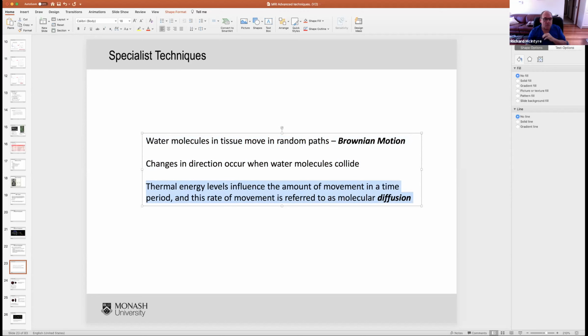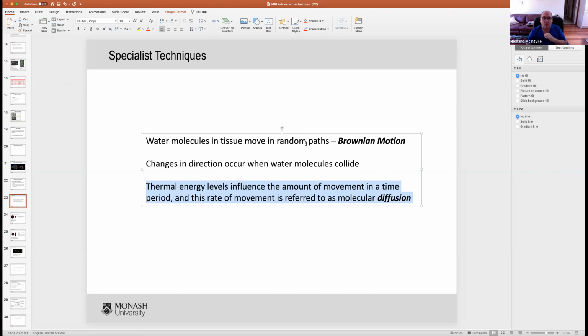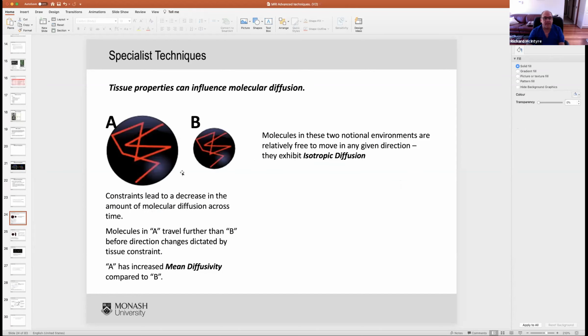So we know that water molecules move in Brownian motion. They move in very random directions. We can see here, in A, these tissue properties can influence molecular diffusion. Constraints lead to a decrease in the amount of molecular diffusion across time. Molecules in A travel further than B before direction changes. It's dictated by the tissue constraint.